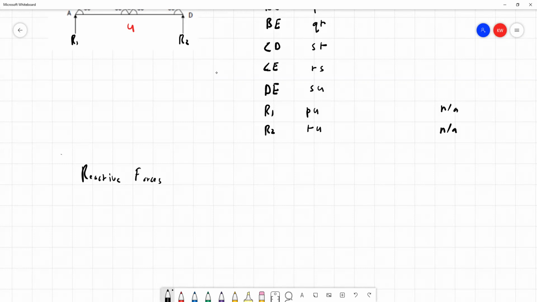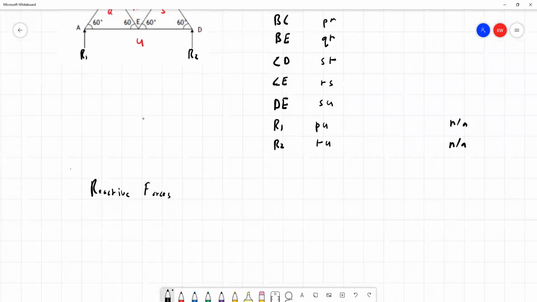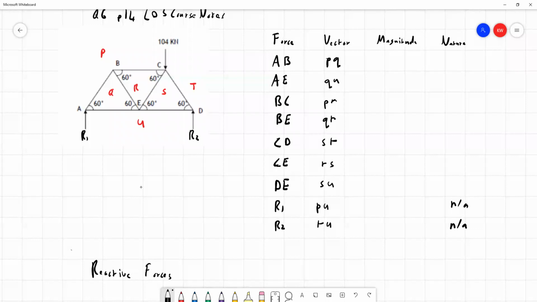The reason we need to look at the reactive forces first in this question is if we observe our diagram, we currently only know one applied force, which I'll circle in purple here. And this node has 3 members and 1 applied force, so 4 forces in total. That means 1 known and 3 unknown forces at one point. And Bow's notation can only be used for up to a maximum of 2 unknown forces.